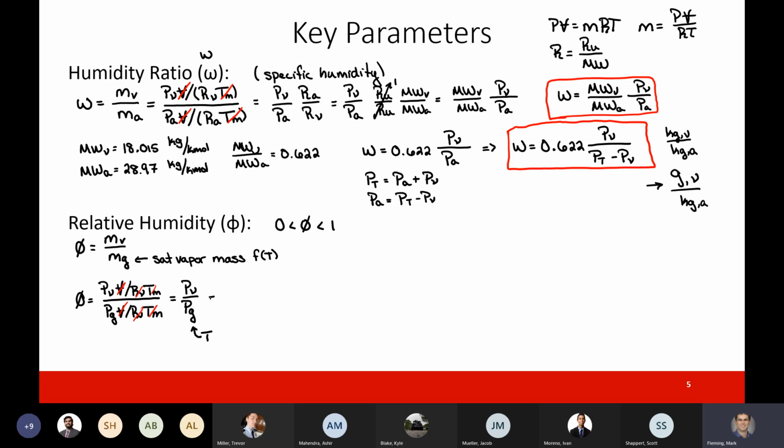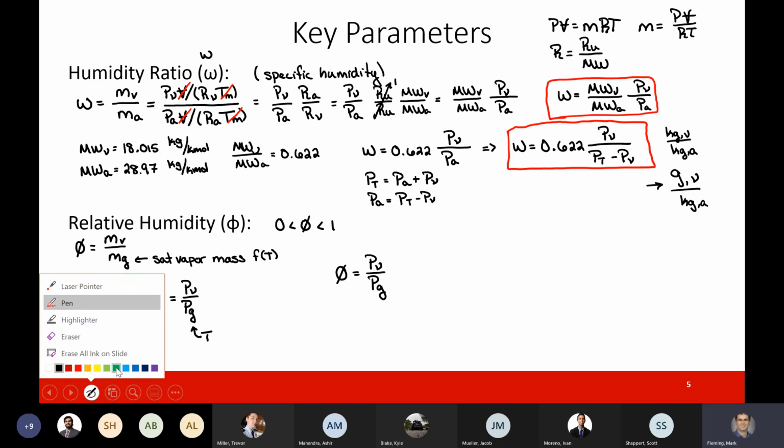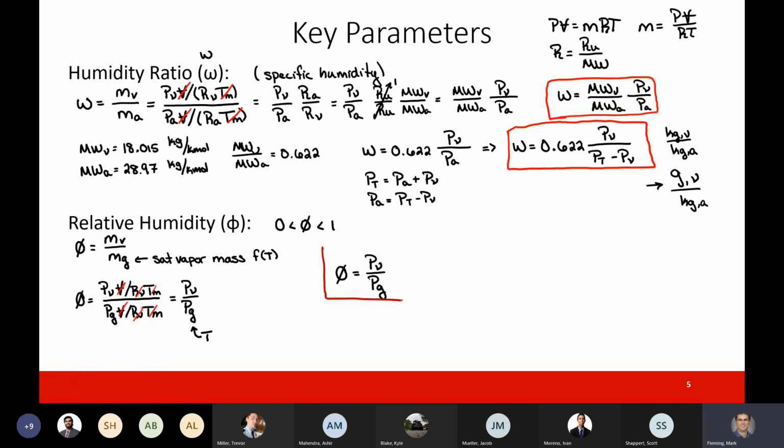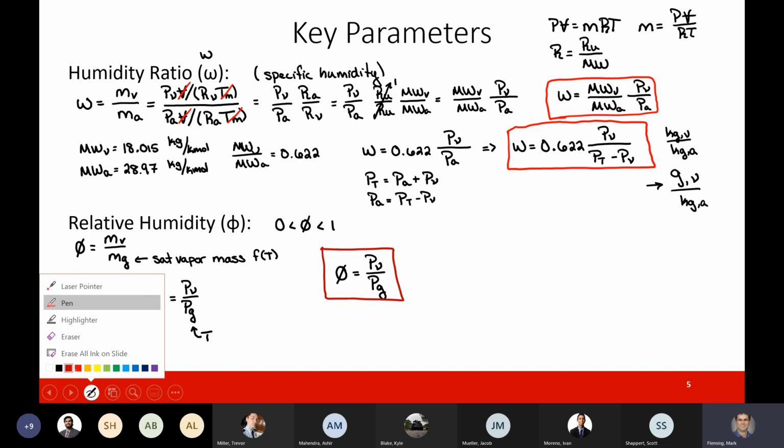And so this is going to be the form that's most useful, though I will point out that we could relate this to mole fraction. So we could have the mole fraction of the vapor divided by the mole fraction at the saturation condition. But for now, we really want this pressure ratio right here. The form that we're going to use for relative humidity, technically it's a mass ratio, but for all practical purposes will now be the partial pressure of the vapor divided by the saturation pressure at the given temperature. Okay, so that is going to be the key form that we have.